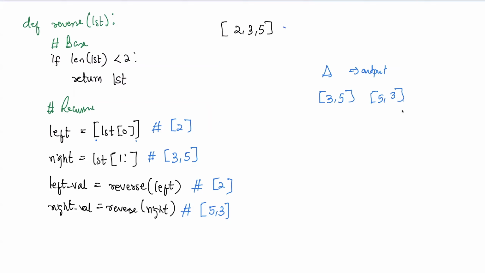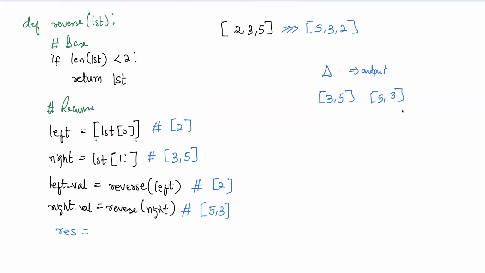What should be the return value for 2-3-5 if you reverse? 5-3-2. Do we all agree? Yeah. So given left val and right val, how can I get 5-3-2? Somebody help me. That's a combination step. I'll call it results.